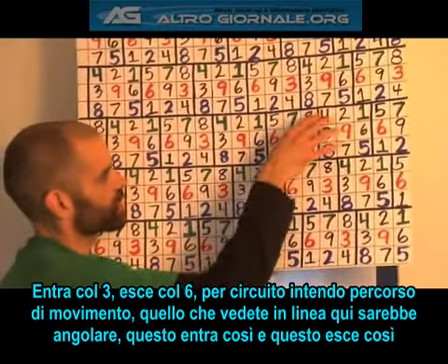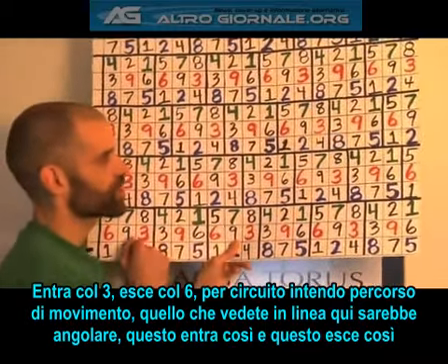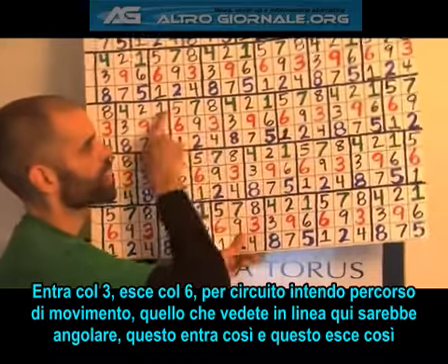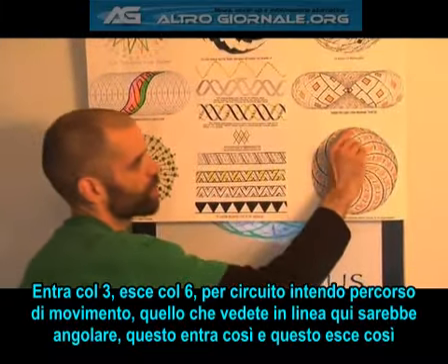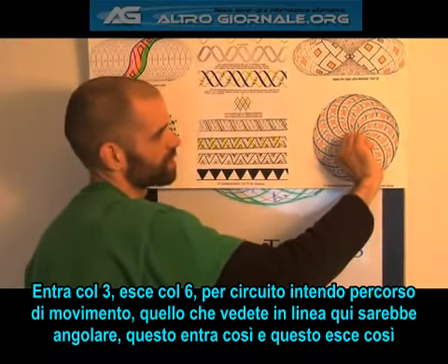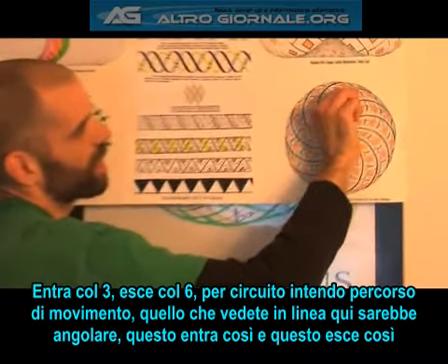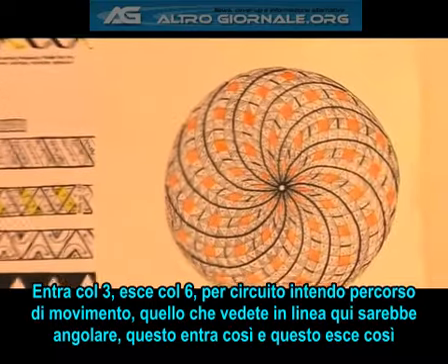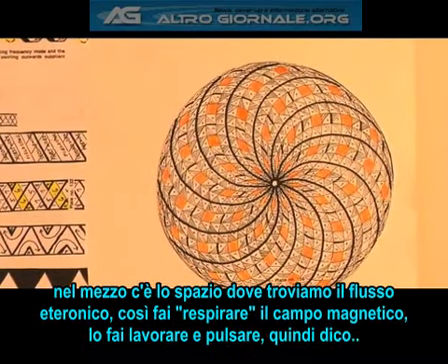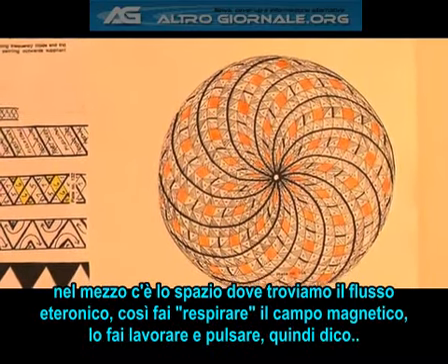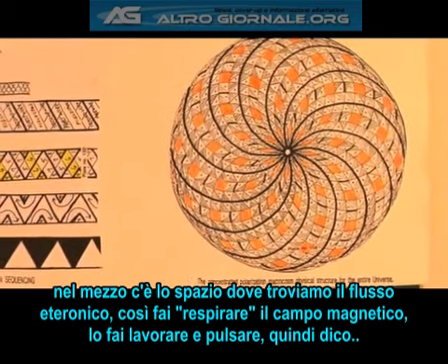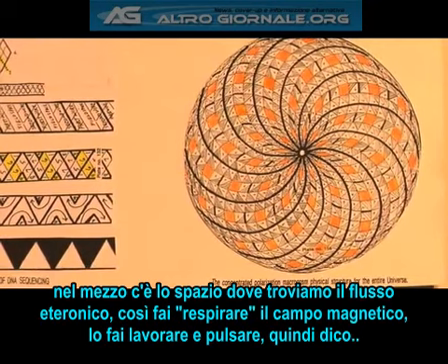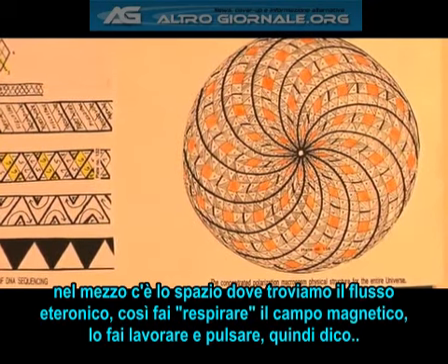And so when I say circuit, I'm just talking about a pathway of motion. So what you're seeing in a straight line here, it really should be at an angle. Really what it is, one of these coming in like this, and the other one's coming out like this. And in between is a space, which is where the etheron flux field occurs. All right, that's how you allow the magnetic field to breathe and to let it pulse and work.